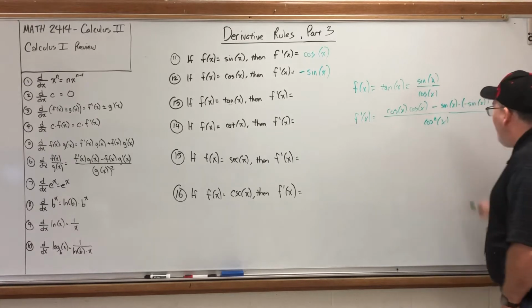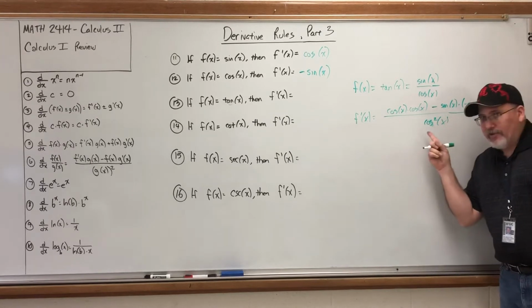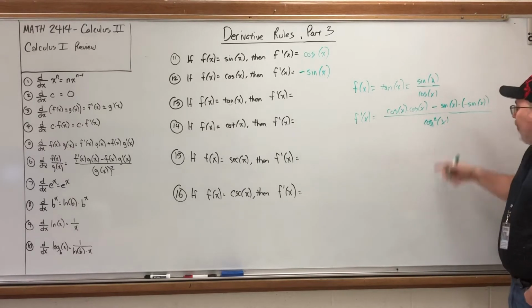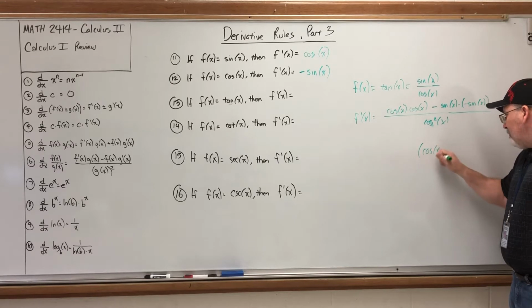You should know by now that when you raise a trig function to a power, it's customary to put that power directly on the trig function. Just a reminder though, something like cosine squared x literally means cosine of x squared.